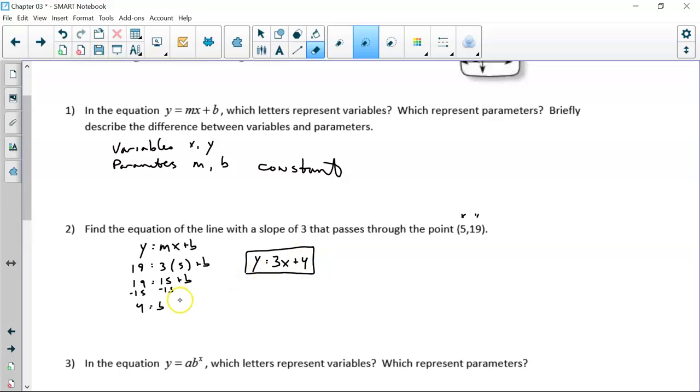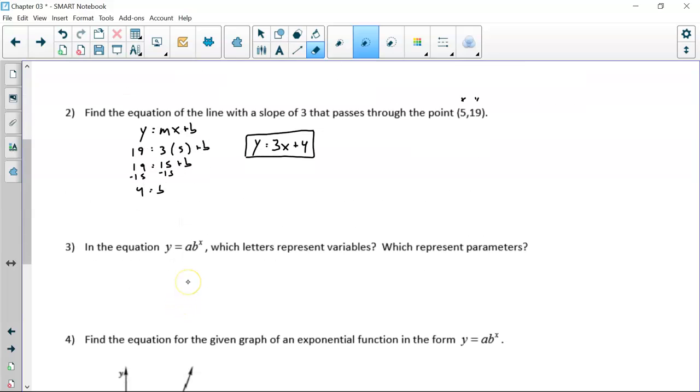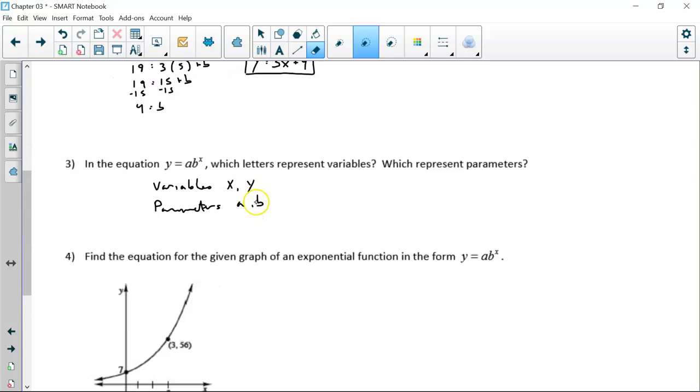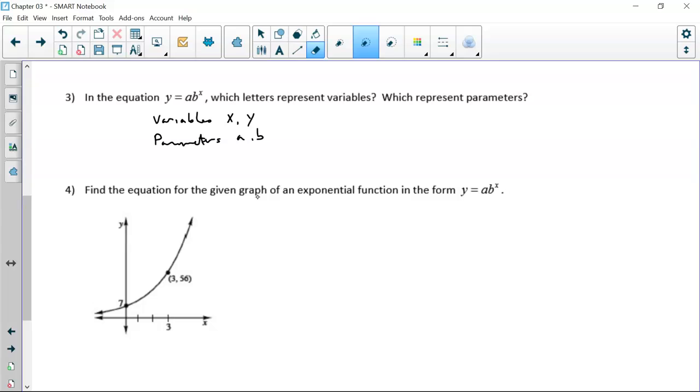Now, for exponential, y equals a times b to the x, once again, our variables are x and y. Our parameters, our rules, are a and b. Once again, variables, they'll change. The parameters for those equations are always going to be the same. They're going to be constant. So we're going to write the equation here for this given exponential function. Now, what we can do is we can solve for this.